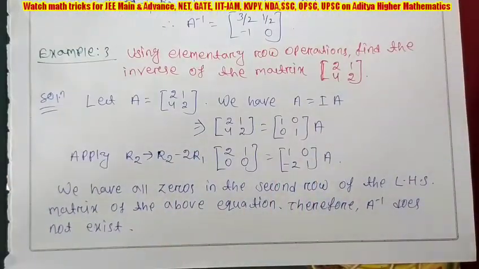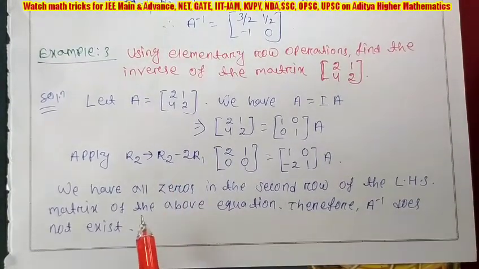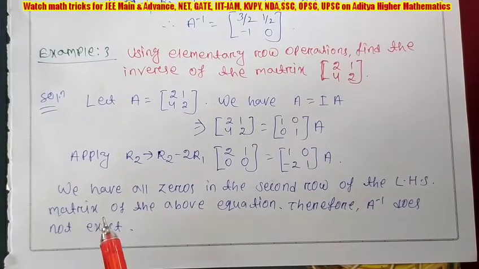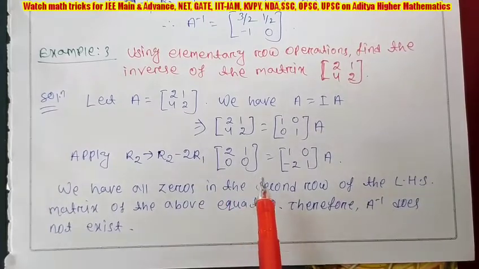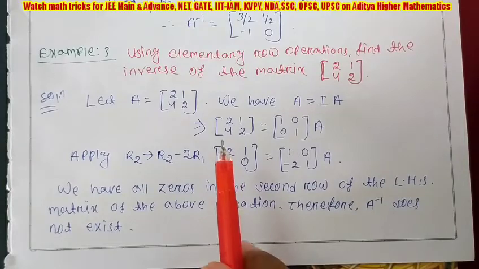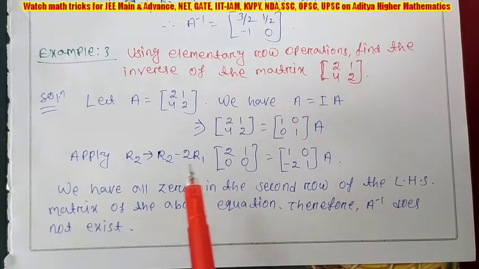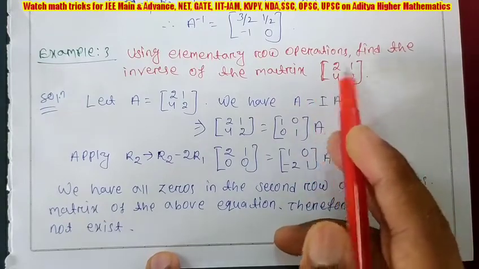Now I am solving another question, and this is the case where A inverse does not exist. So watch until the last. Don't think that learning 2 questions means you have got all the concepts. In the third question it is completely different. I told you the case where A inverse does not exist, and I am going to explain that case here. Using elementary row operations, find the inverse of the matrix given: 2 1 4 2.